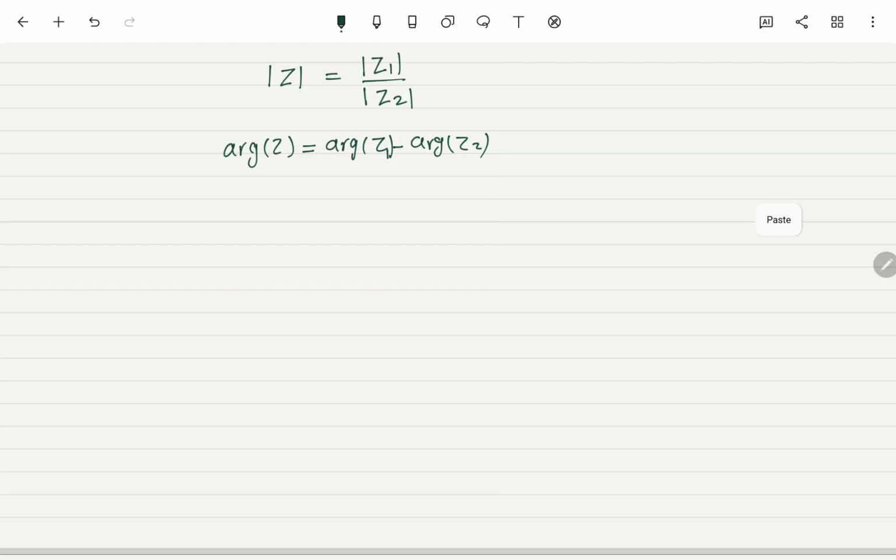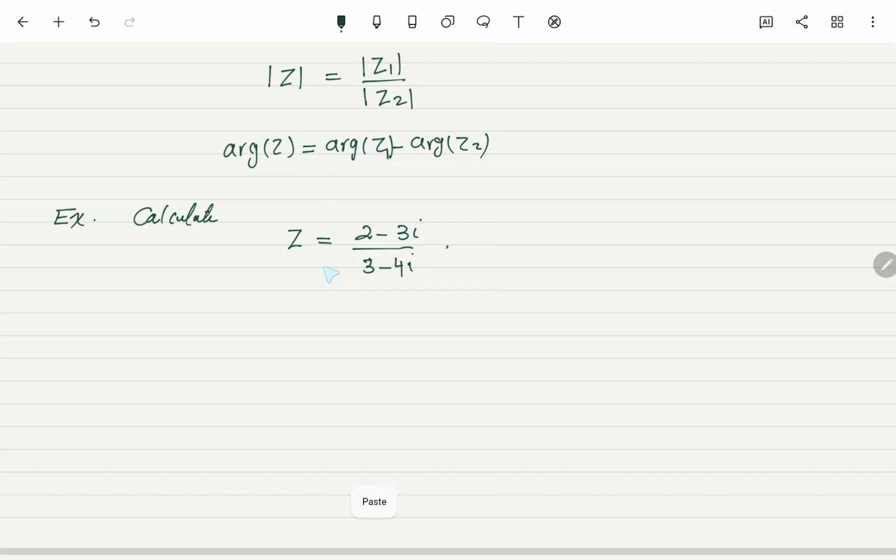Let's have an example. Calculate the real and imaginary parts of this complex number z equal to (2 minus 3i) divided by (3 minus 4i). It's not easy to find the real and imaginary part while z is in this form.